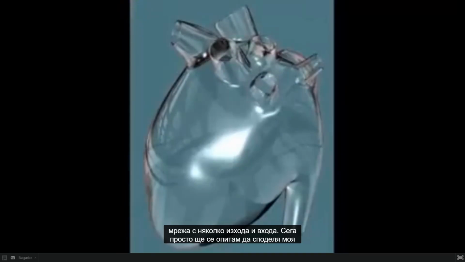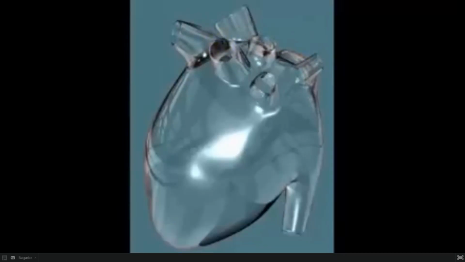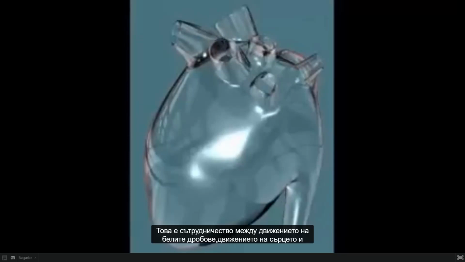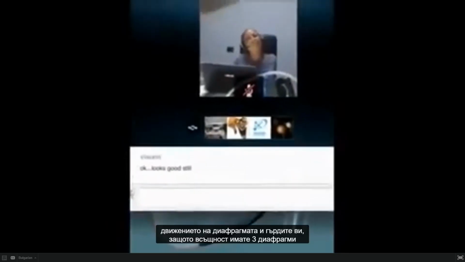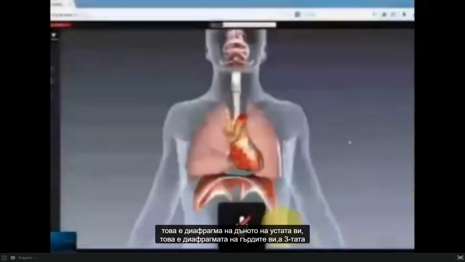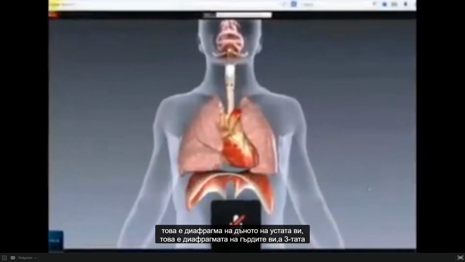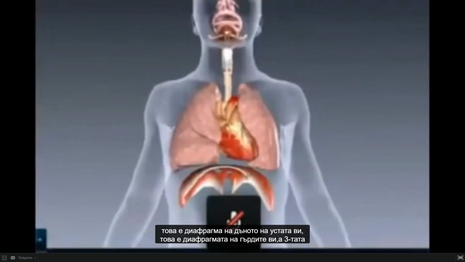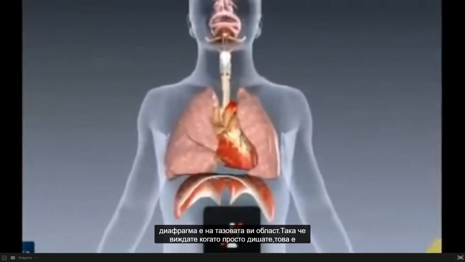And now I will try to share my screen to show you how it works together, lung and heart. What is the collaboration between the lung movement, heart movement, and your diaphragm in the chest? Because actually you have three diaphragms. This is the diaphragm on the bottom of your mouth, then this is the diaphragm in your chest, and the third diaphragm is in the pelvic area.